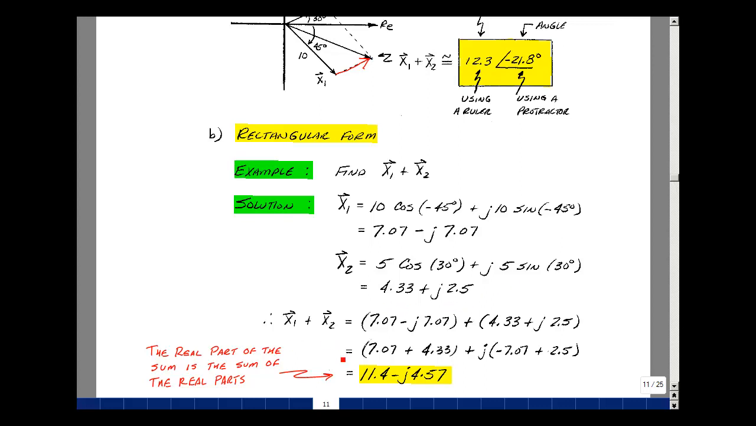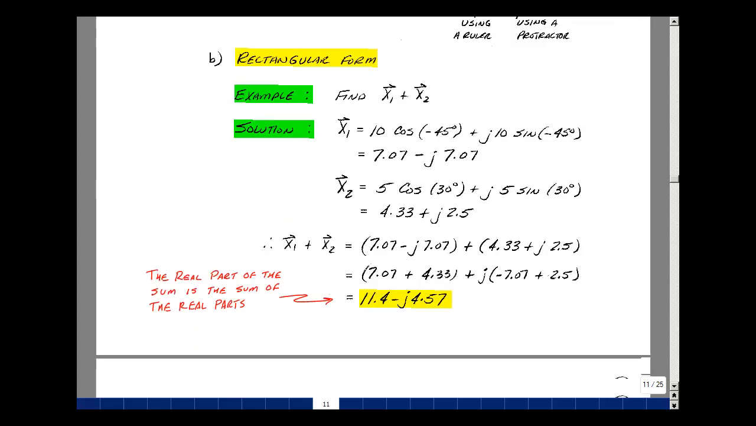Adding these two together, take the first result plus the second result. We're going to add these two terms together because they're both real, and that gives me 11.4. I'm going to add these two imaginary terms together. One's positive and one's negative, and the sum is equal to a negative 4.57 times j. So what I have here is that the real part of the sum is the sum of the real parts. I'm going to use this in another video.